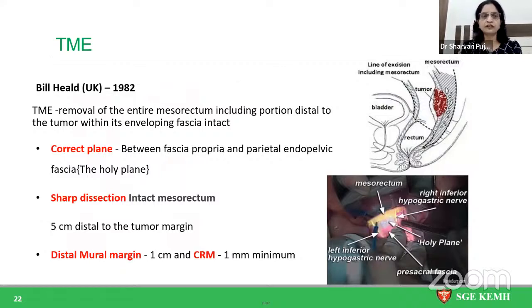Now coming, in short, to TME, something about TME. Total mesorectal excision is the removal of the entire mesorectum, including the posterior portion and the portion distal to the tumor, keeping the fascia intact. It should be in the correct plane, that is the holy plane. There should be sharp dissection, an intact mesorectum, and 5 centimeters distal to the tumor margin. The distal mural margin advised is at least 1 centimeter, and the CRM should be at least 1 millimeter.